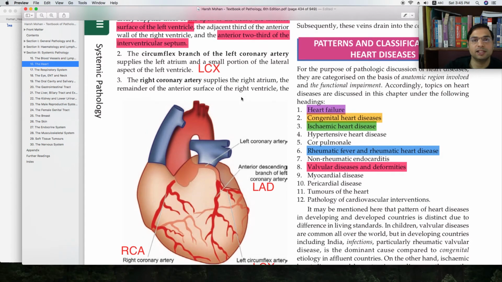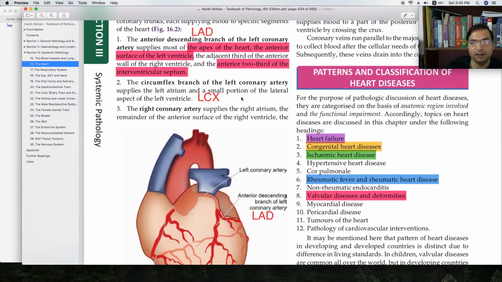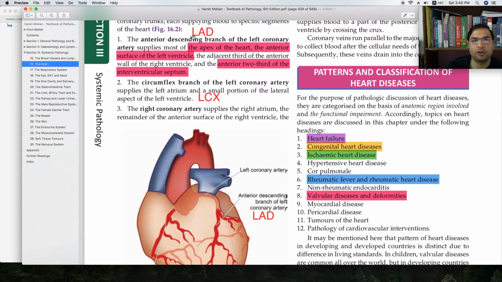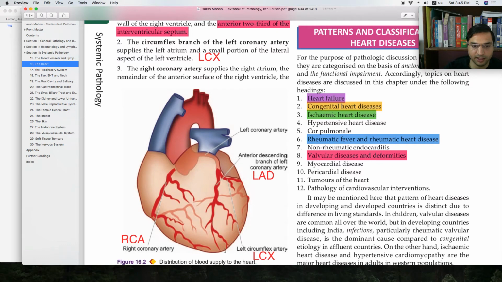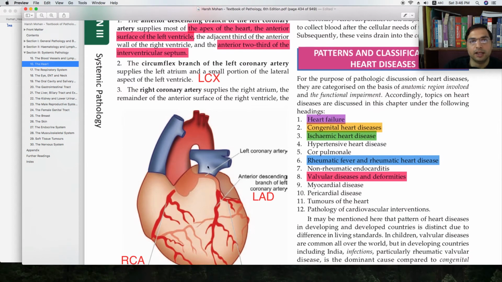This left anterior descending branch, LAD, of the left coronary artery, supplies blood first to the apex, right? The pointed dome of the heart, the apex of the heart. It also supplies the anterior surface of the left ventricle.